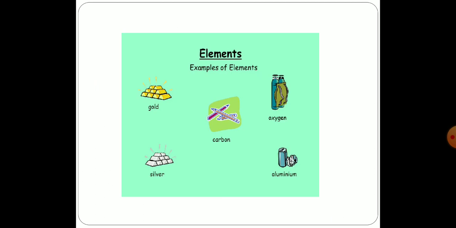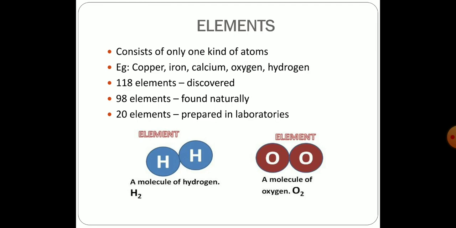So what is the element? For elements, we have examples such as gold, carbon, oxygen, silver, aluminium. These are elements. So what is an element? It consists of only one kind of atoms. So only the same kind of atoms are combined. Examples: copper, iron, calcium, oxygen, etc.